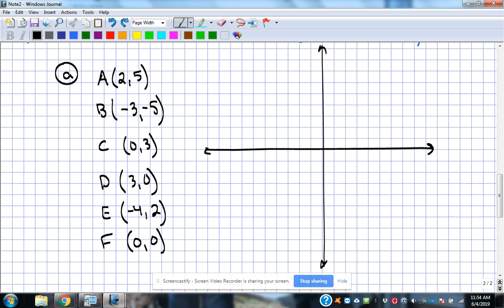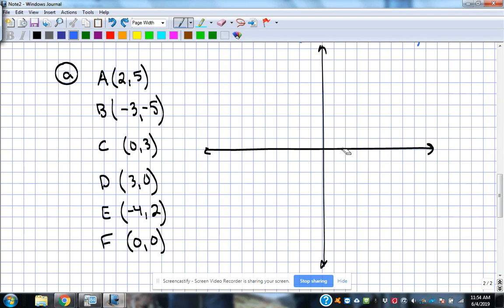All right, so I'm going to plot those points, and I'm also going to tell what quadrant or where it's located by the ordered pair. So point A is 2, 5. I'm going to always start at the origin, which is right here in the middle where the X and Y axis cross. Okay. And I'm going to go X first, so left and right first. So it says positive 2. So I'm going to go to the right 2 because that's positive.